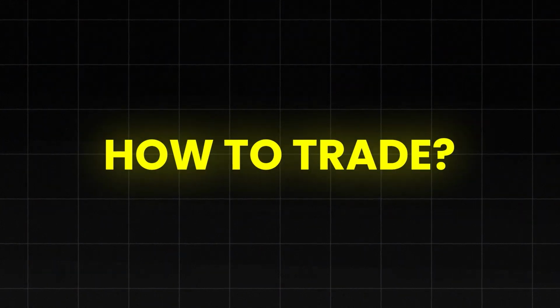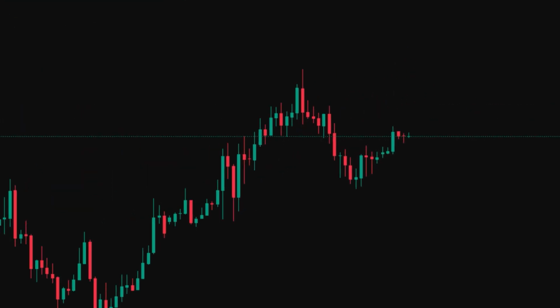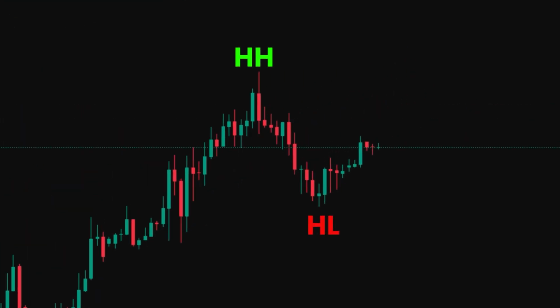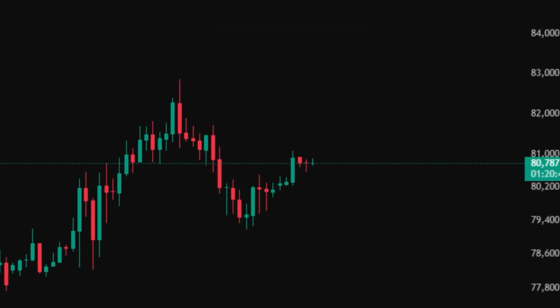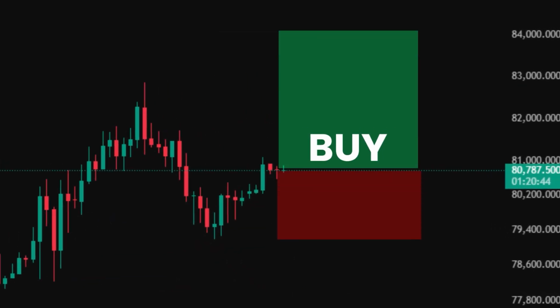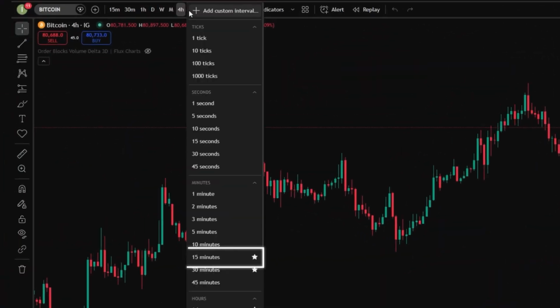Now let us walk through how to trade with this. For a long setup, start on the 4-hour chart. The only thing you are doing here is reading the overall direction. If price is making higher highs and higher lows consistently, the structure is bullish, and that is the bias you work with. That means you are only looking for long entries going forward, not shorts, not anything counter to that trend. From there, go down to the 15-minute.